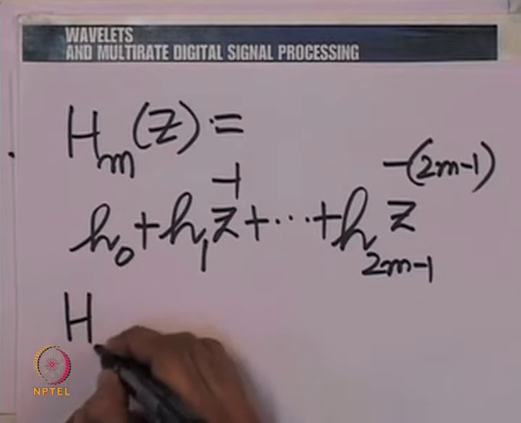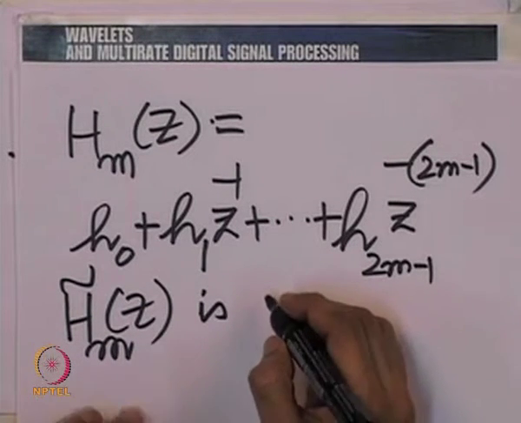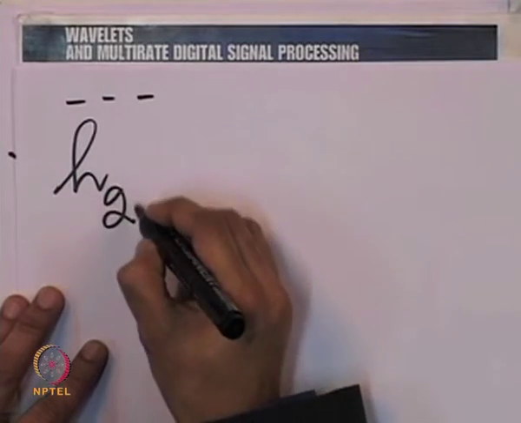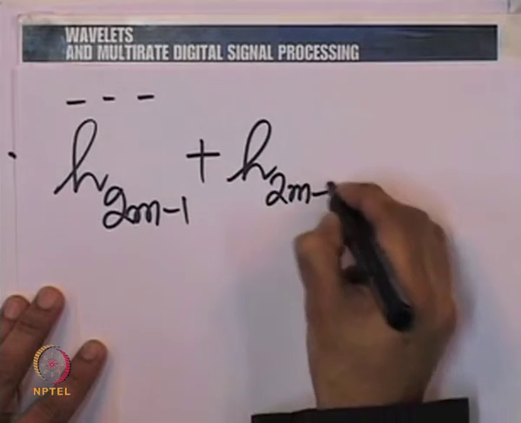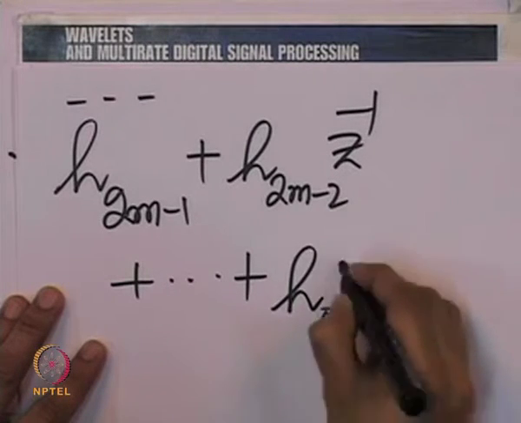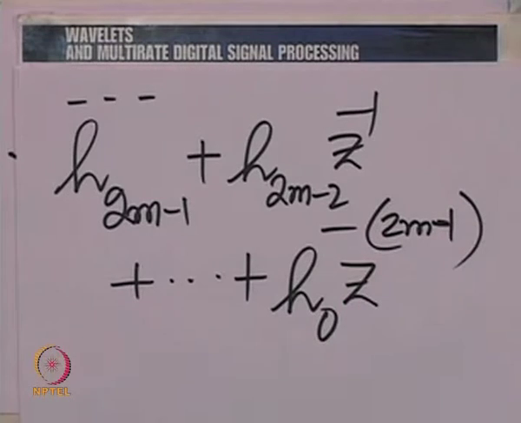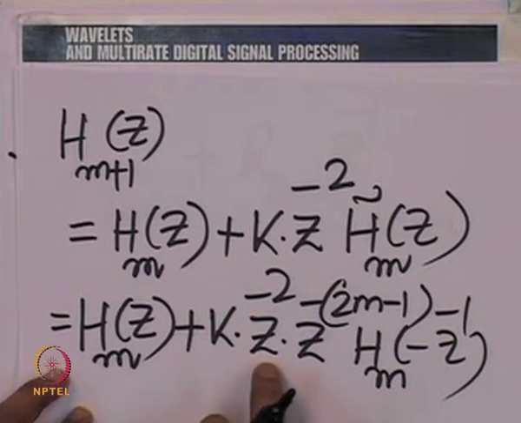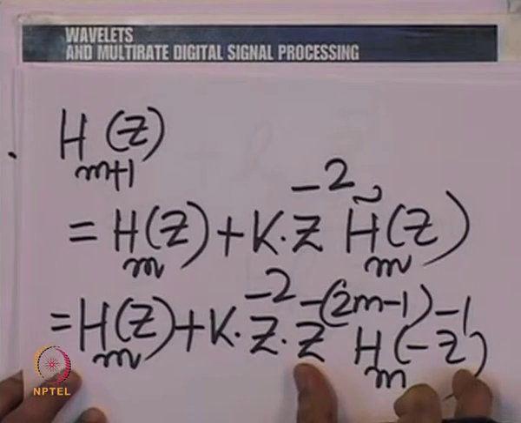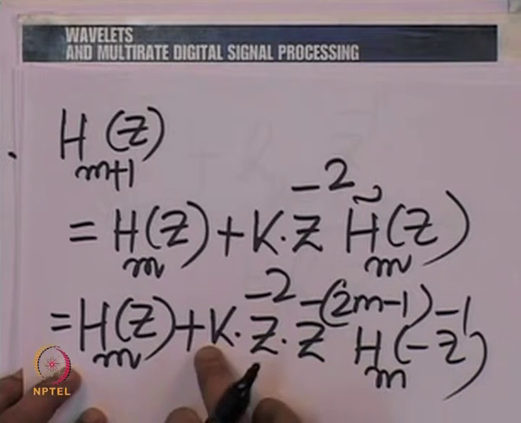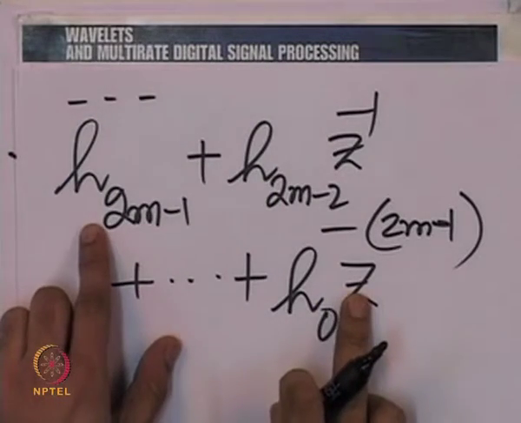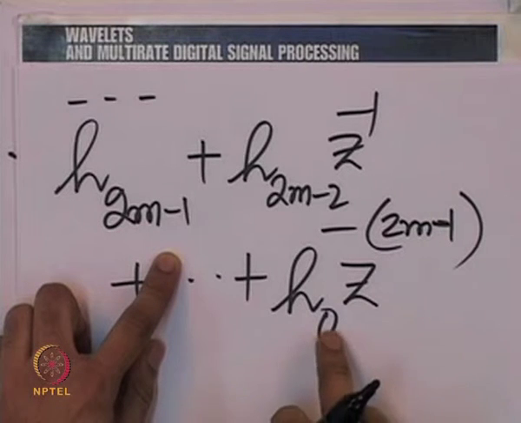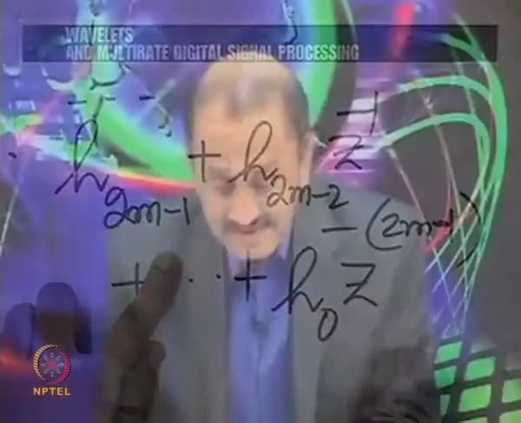So, H_m tilde(z) is essentially h_(2m-1) plus h_(2m-2) z inverse plus and so on, plus h_0 z raised to the power minus (2m minus 1). Now we can see what happens. When you multiply that by z raised to the power minus 2 and multiply by k once again, you are essentially shifting all these by 2 powers of z. And the multiplication by k ensures that the coefficient of the highest power here is essentially k times h_0.